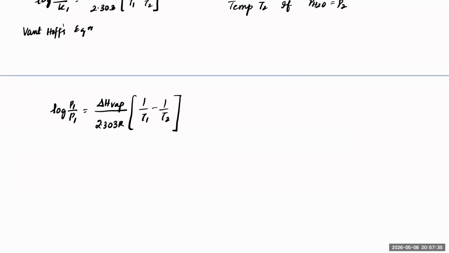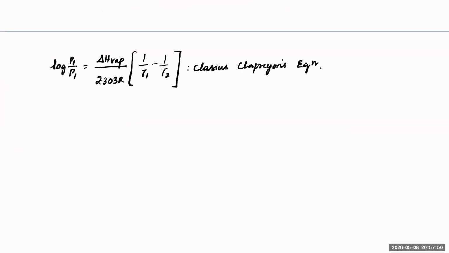The same Van 't Hoff's equation is now modified. So this modified equation is what we call Clausius-Clapeyron's equation. So it is a modified equation. You can write this P1 and P2 as vapor pressures also. That is log of P2 by P1, my mistake, this is P2 by P1.